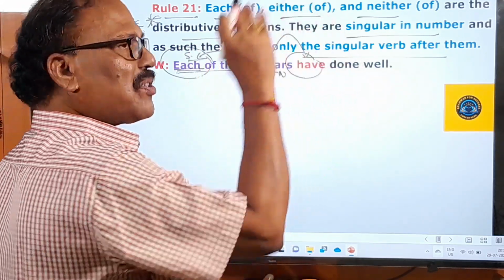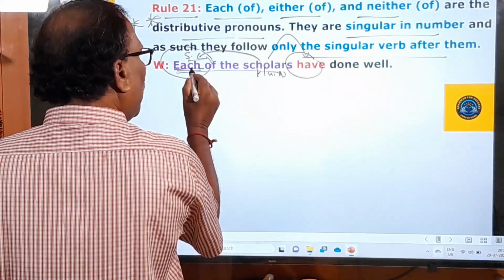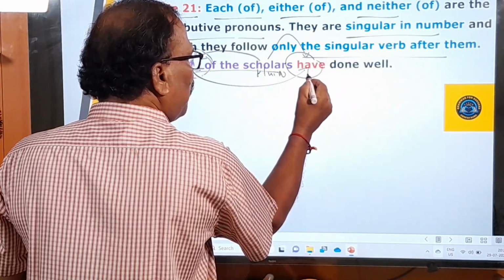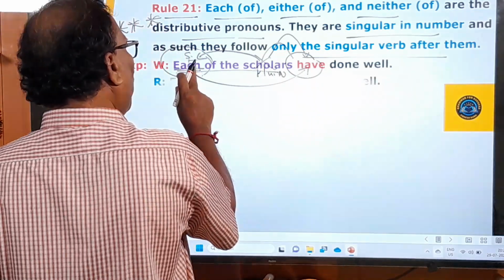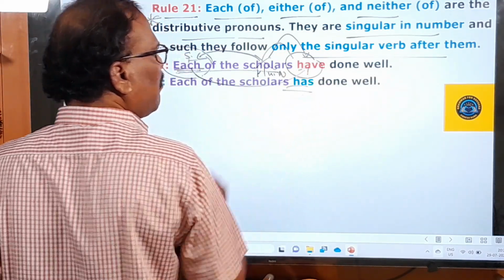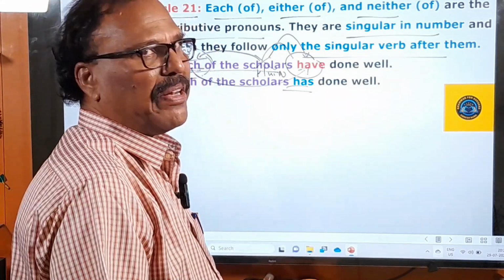Okay. So you are talking about the scholars, but you are taking only one out of them. Each of the scholars. There are many scholars, but you are taking only one. So this is the subject. According to this only you have to use the verb, but not according to this. This is wrong. So therefore, each of is singular. Therefore, singular verb must be used. Whether it is a helping verb or a main verb, singular verb must be used.